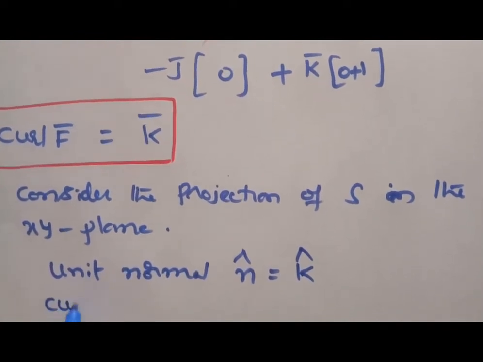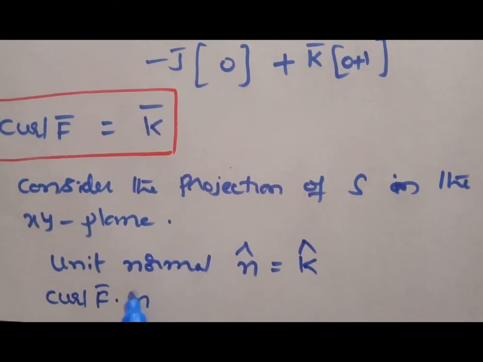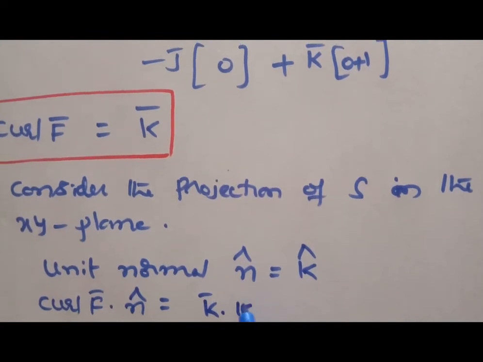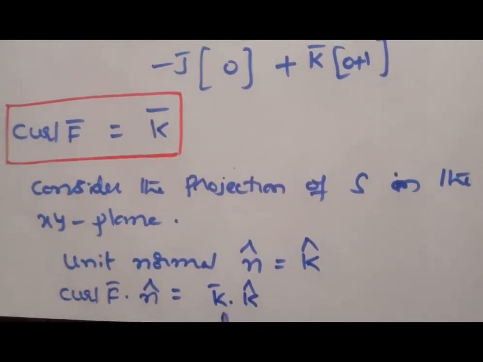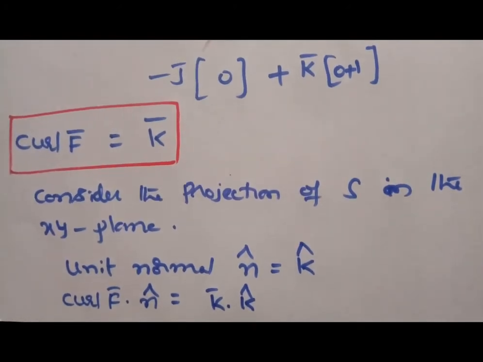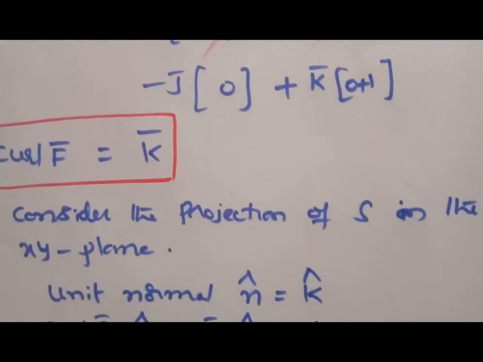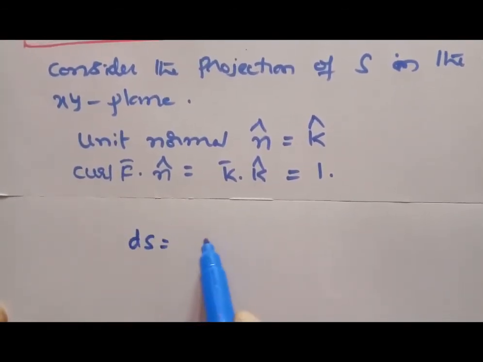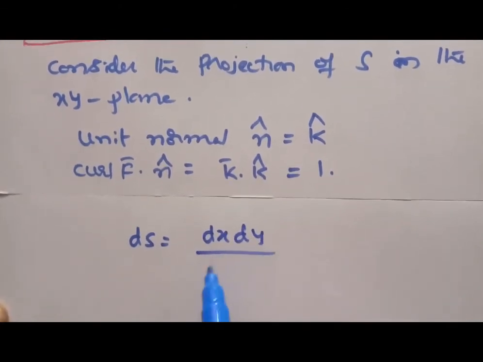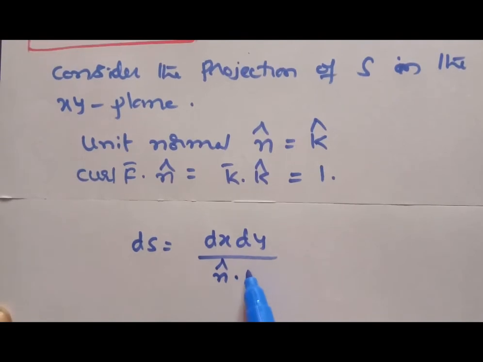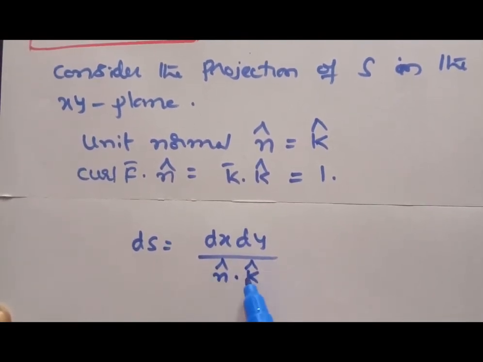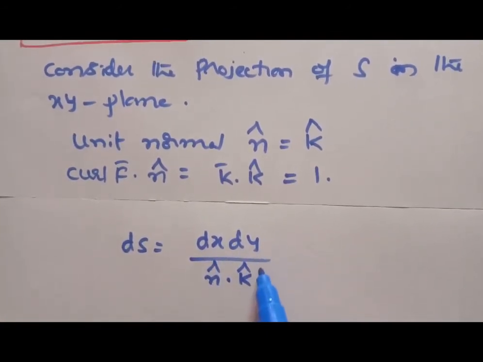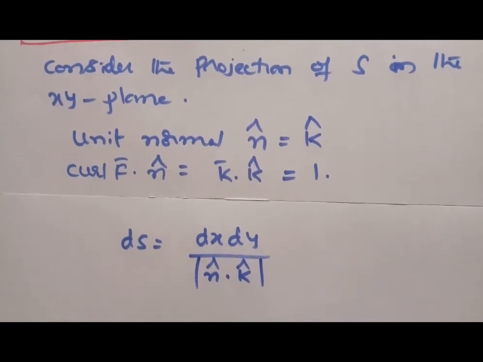Now curl F bar dot n cap is equal to k bar dot k cap. So curl F bar dot n cap is k bar dot k cap. Now ds is equal to dx dy by modulus of n cap dot k cap, the unit normal and the unit vector along the axis perpendicular to the xy plane, that is the z axis.